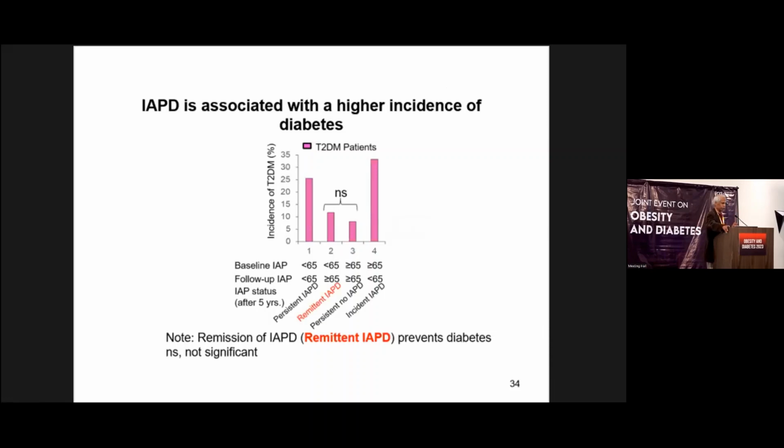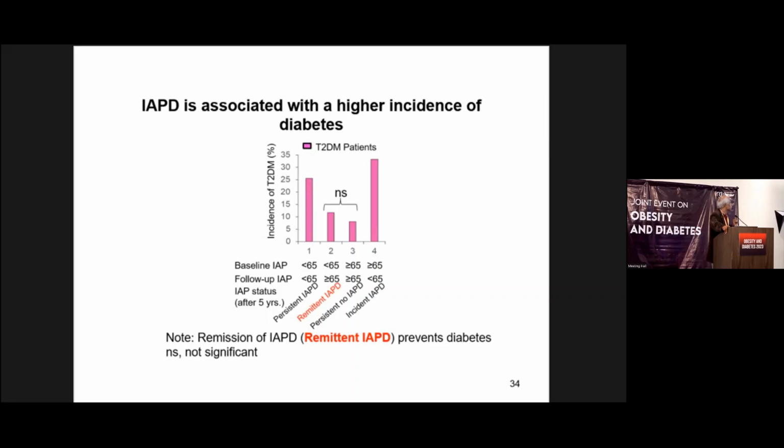So baseline was less than 65, and follow-up was less than 65, in the first column. This is persistent IAP deficiency. And then the red one, look at that one. This is a very critical finding. If you started with a baseline less than 65, but in the course of time it went up above 65, it protected, it prevented. If you get remittent IAP deficiency, it prevents it.